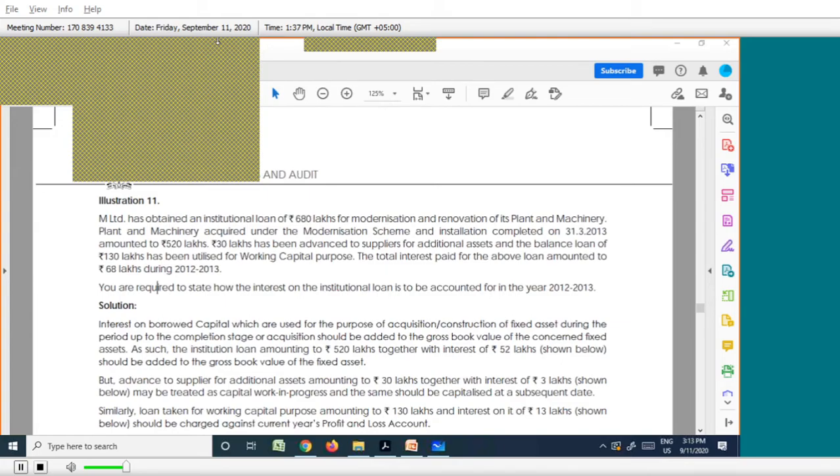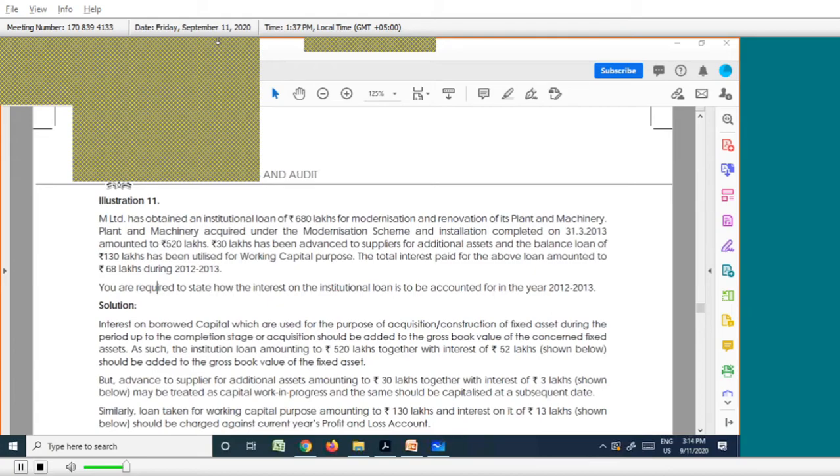Okay? Plant and machinery acquired under the modernization scheme and installation completed on 31/3/2013 amounted to rupees 520 lakhs. Then 30 lakhs has been advanced to suppliers for additional assets, and the balance loan of 130 lakhs used for working capital purpose. Total interest paid is 68 lakhs. This is the question. So you have to interpret the question first.